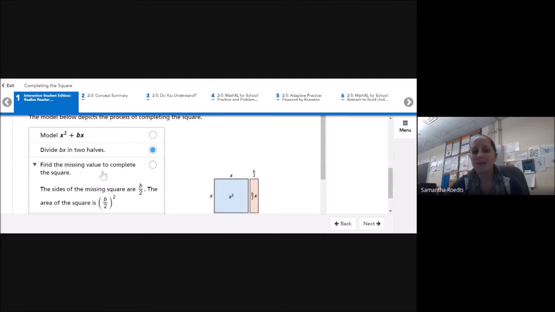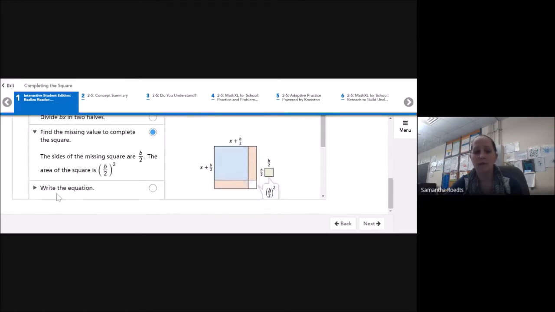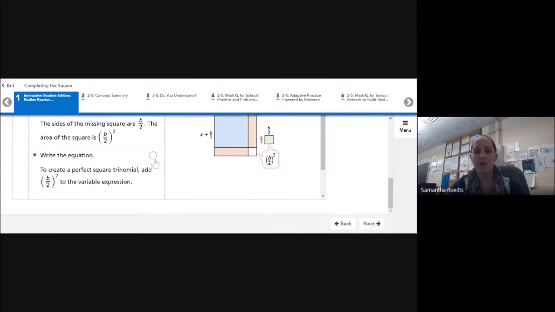Then I find the missing value to complete the square. So x plus b over 2. Okay, so the sides of the missing square are b over 2. The area of the square is b over 2 squared. Then I write the equation. To create a perfect square trinomial, add b over 2 squared to the variable expression. So x squared plus bx plus b over 2 squared.